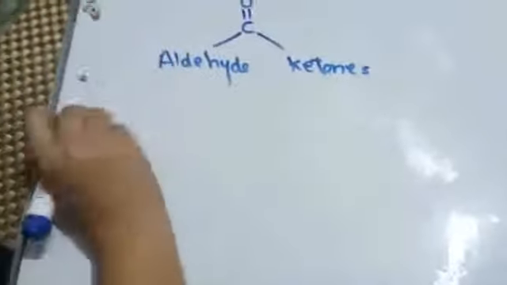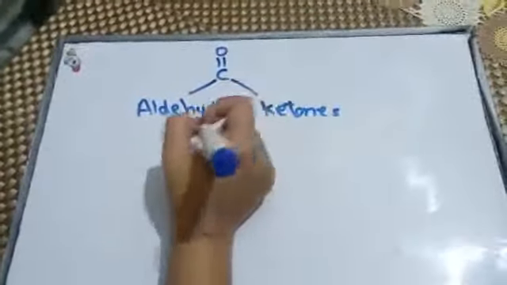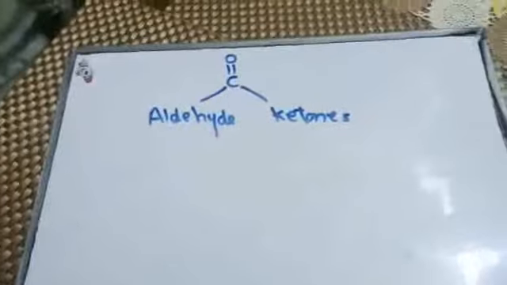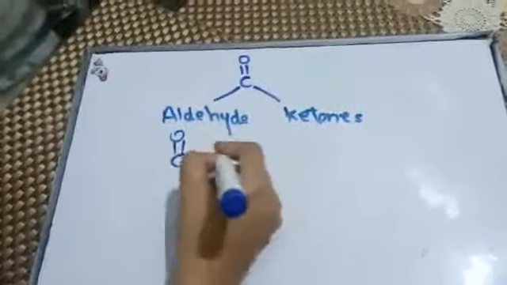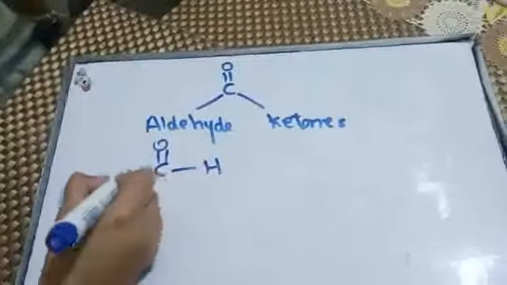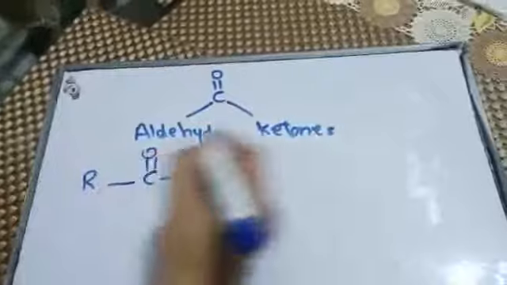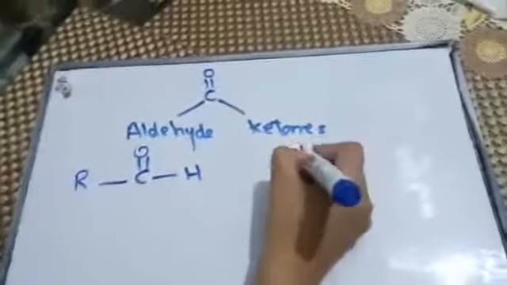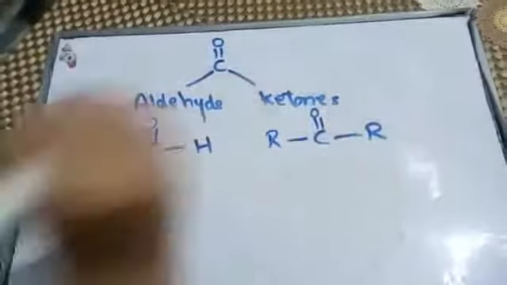The carbonyl group has two functional groups, the first one is known as the aldehydes and the second one is known as the ketone. In case of aldehyde, on one side hydrogen must be with the carbonyl group and on the other side it could be any alkyl radical. But in case of ketone, on both sides of the carbonyl group we should have alkyl radical.